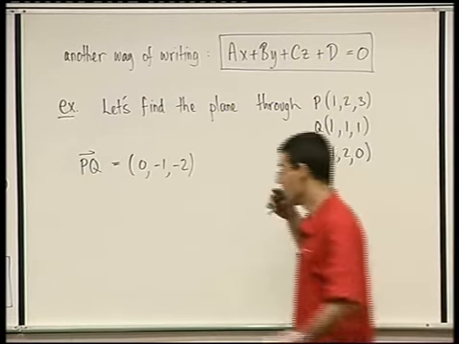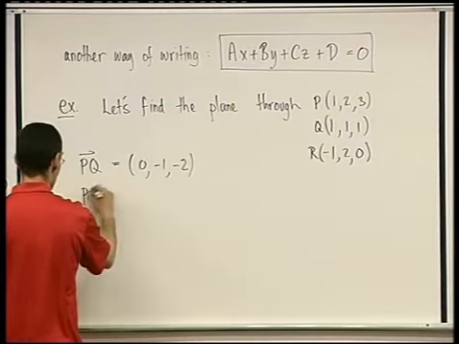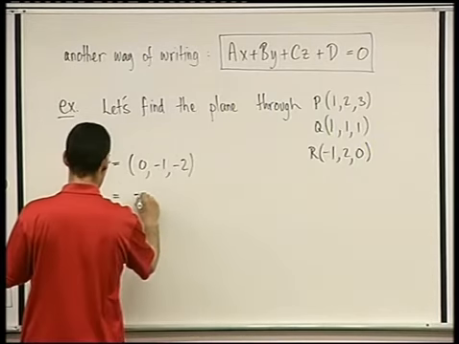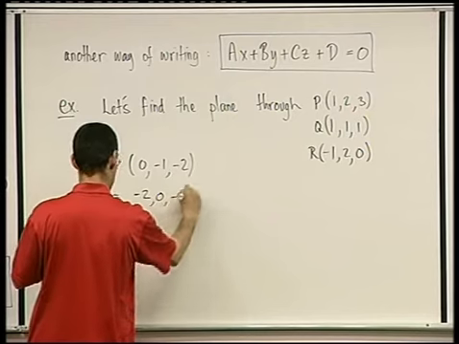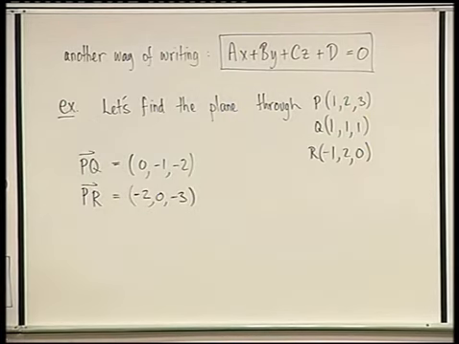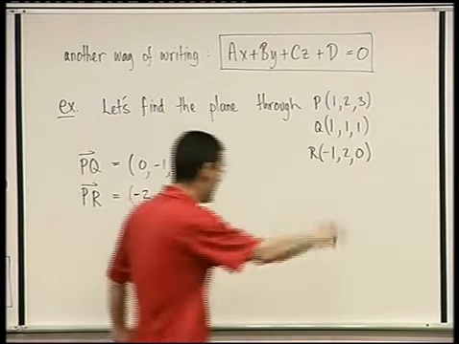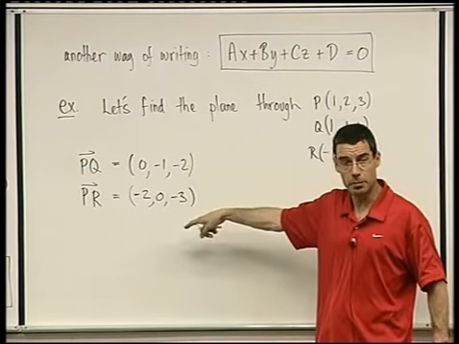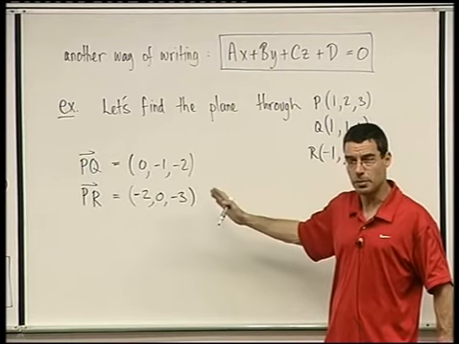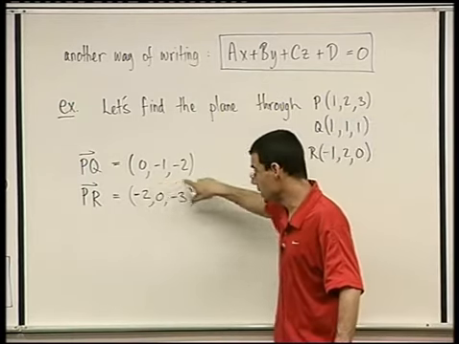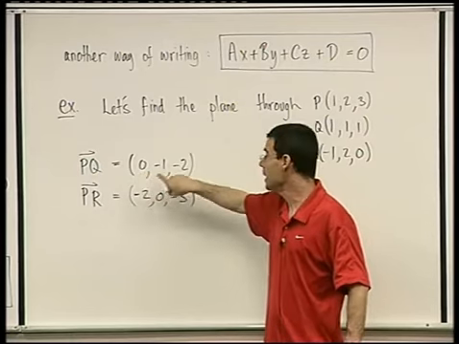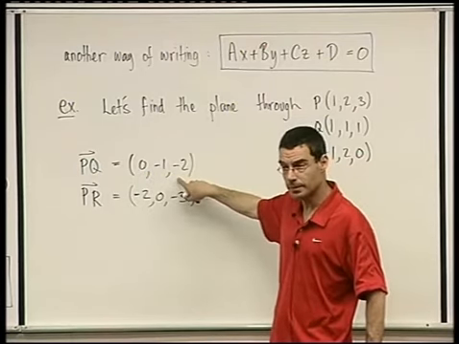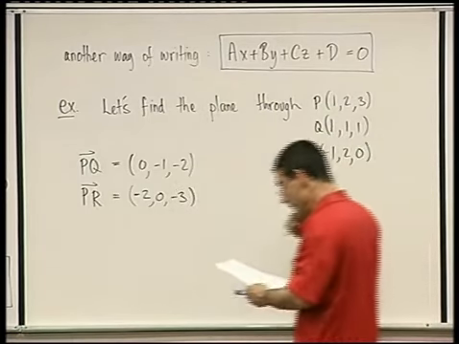Remember? Okay, that's PQ. PR, so I chose P to connect to the other 2, is minus 2, 0, minus 3. Do you agree? Note that I'm not letting the fact that points are written as triples in parentheses and vectors are written as triples in parentheses confuse me. This is just shorthand notation for 0i minus 1j minus 2k. Okay, good? Okay, and now I need the normal.